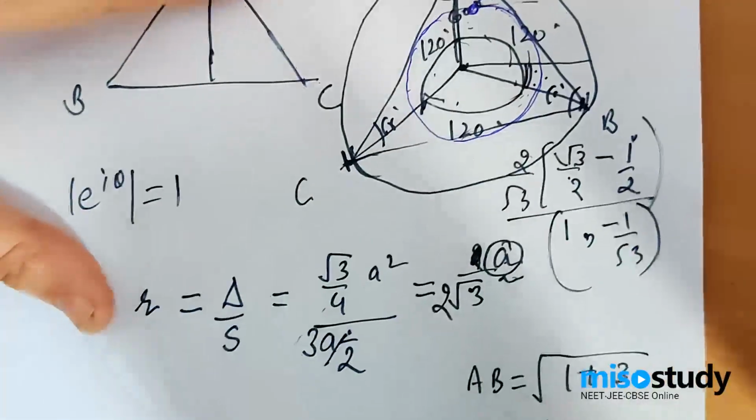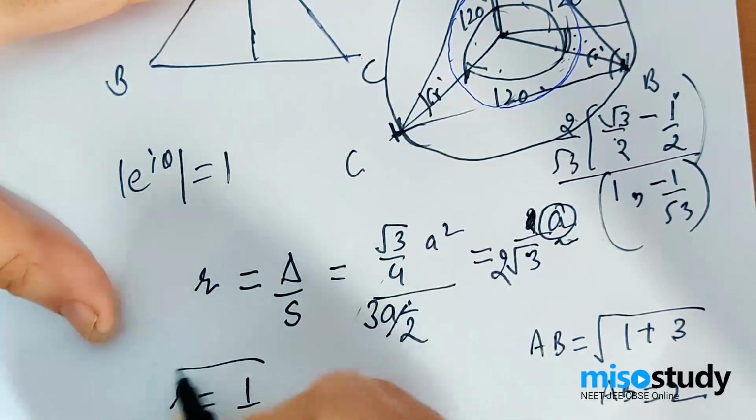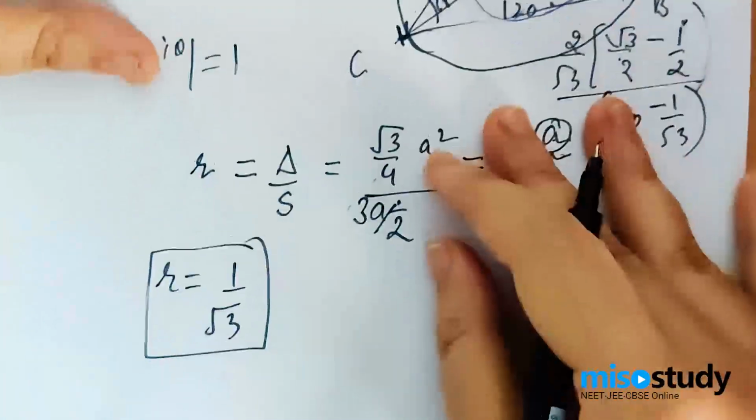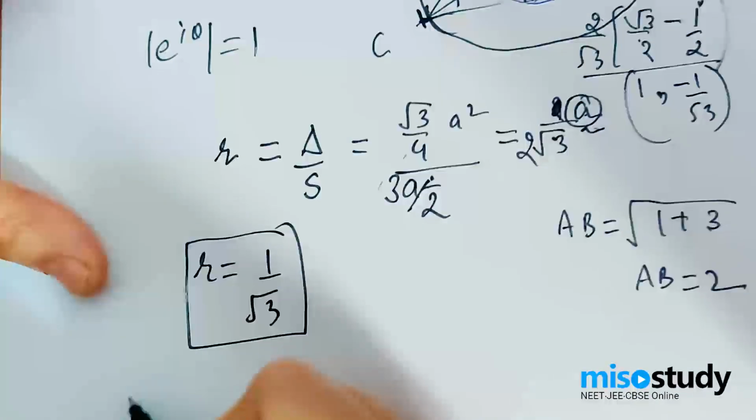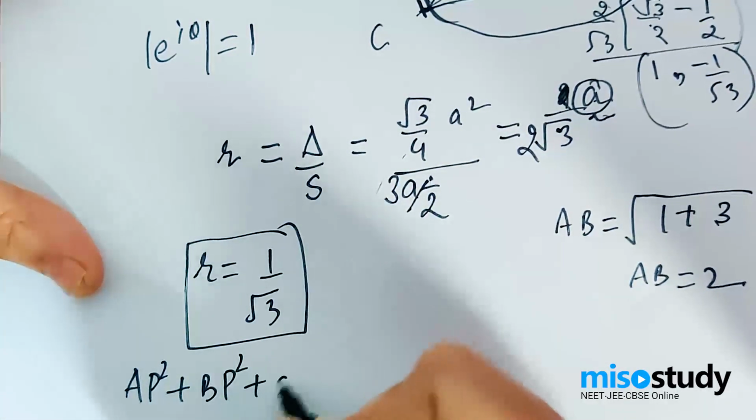Okay, so let's put A equal to 2. You will have R is equal to 1 by root 3. So the in radius is nothing but 1 by root 3. Now why do we need in radius? Because we need to calculate AP square plus BP square plus CP square.